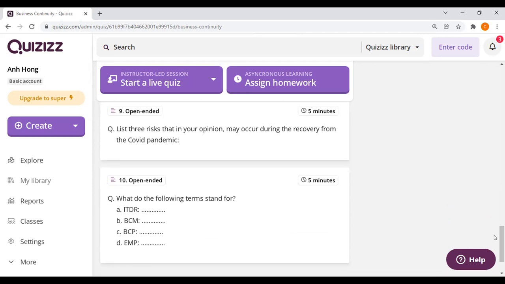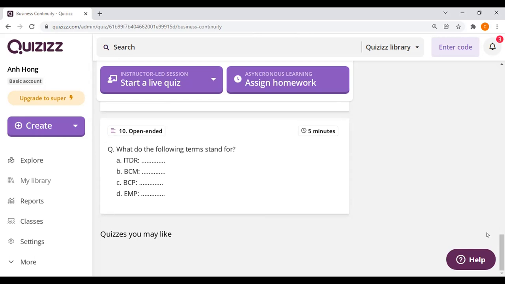Question nine, list three risks that in your opinion may occur during recovery from a COVID pandemic. So this is one we haven't touched on, but it'll be interesting to see whether people have thought about risks that might occur during the recovery from a COVID pandemic. So if you remember, one of the four R's is recovery. No right or wrong answers, it'll just be interesting to see whether people have thought about that.